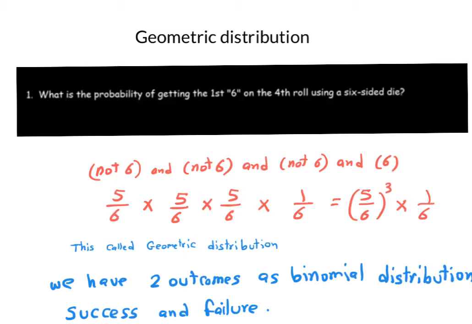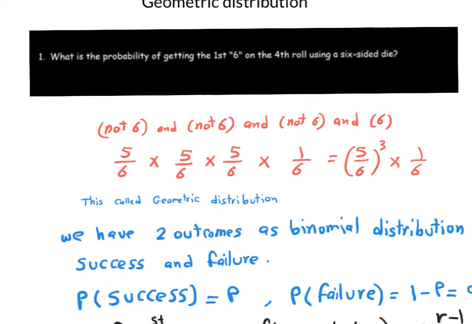Probability of not 6 is 5 over 6. Multiply 5 over 6, and multiply 5 over 6. Then the last one, multiply 1 over 6, the probability of getting 6. So 5 over 6 to the power 3, because we have 3 failures, 3 unsuccessful, then multiply 1 over 6. This is called geometric distribution.